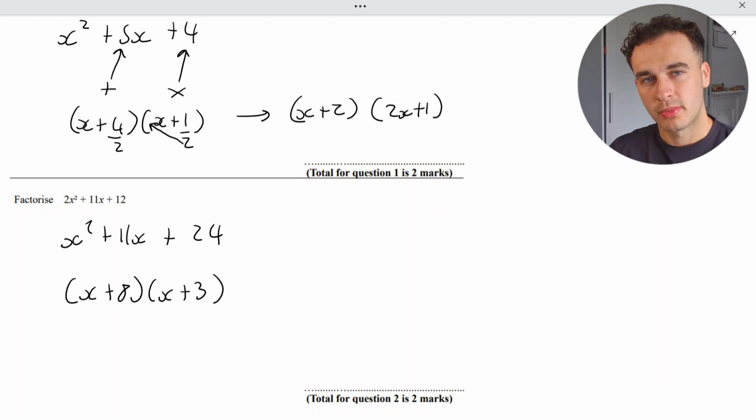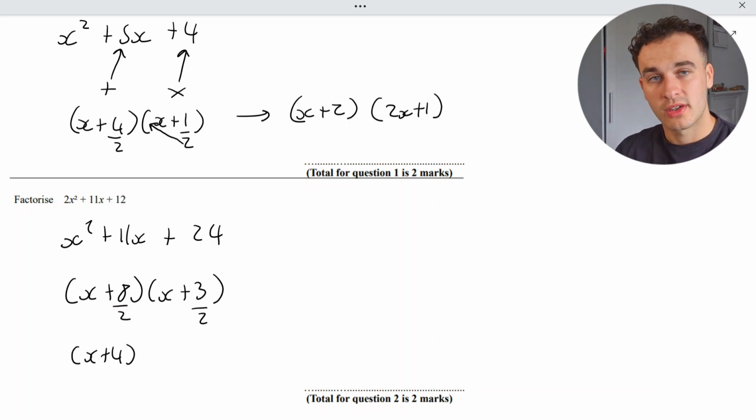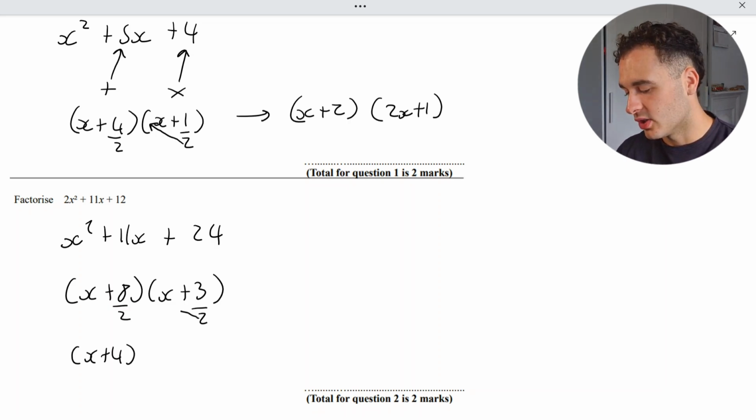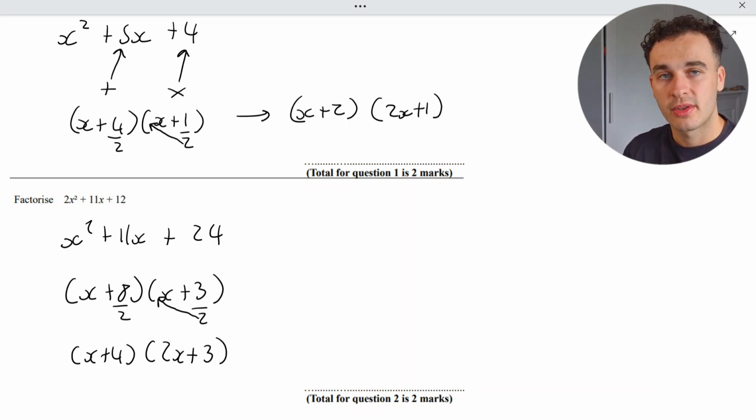And then what do we multiply by at the start? 2. So we divide both these by 2. Well, 8 divided by 2 is 4. And 3 divided by 2 is going to be a decimal. So it's not nice. So we shift it in front of the x. So we get 2x plus 3. So that is our final answer. And that is how we factorise quadratics, where the number in front of x squared is greater than 1.